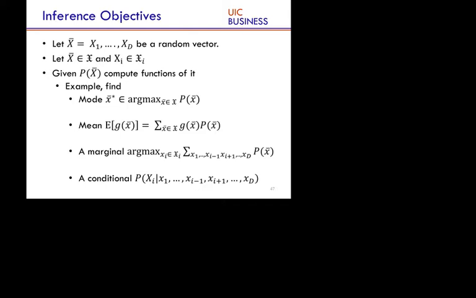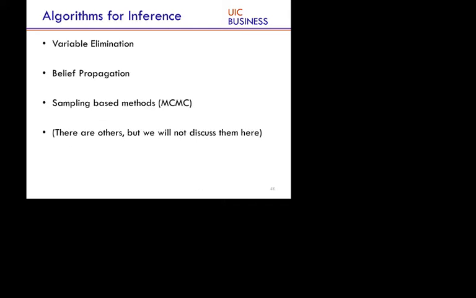And we'll look at 3 key techniques. Actually, we'll spend most of the time on the second one. The 3 techniques are called variable elimination, belief propagation, and sampling based methods, which are basically based on Markov chain Monte Carlo methods. There are many other methods; we will not go into them.